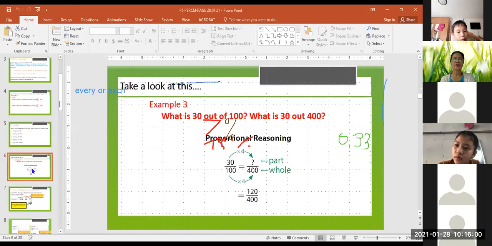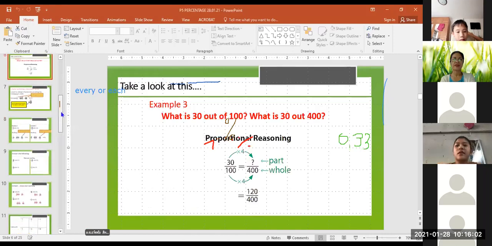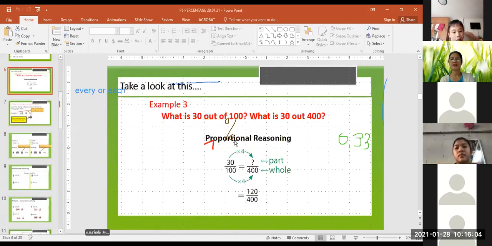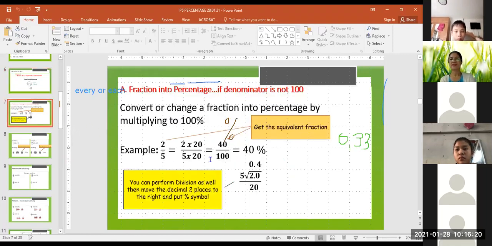So there you go. That is the equivalent fraction which we learned last time. So I know you already know it. You're just going to multiply it. Now this time, let's remove all the writings.